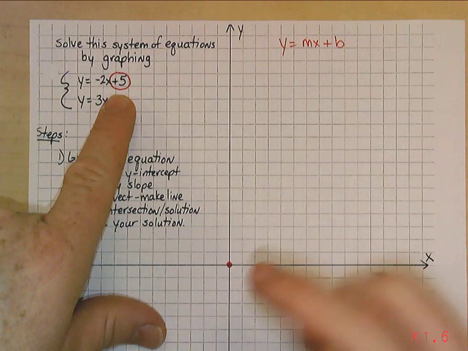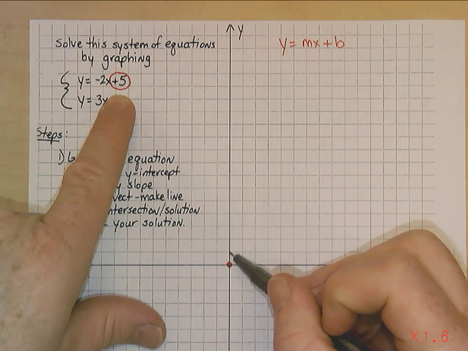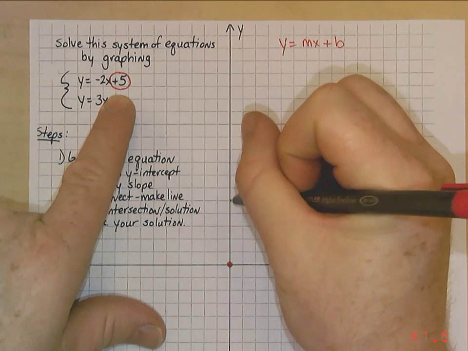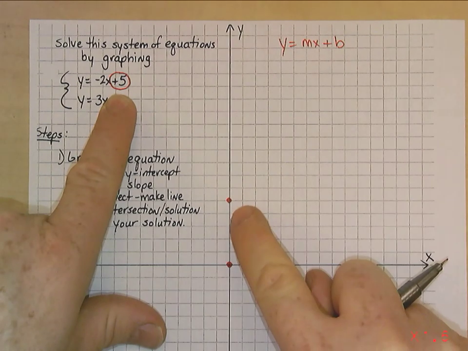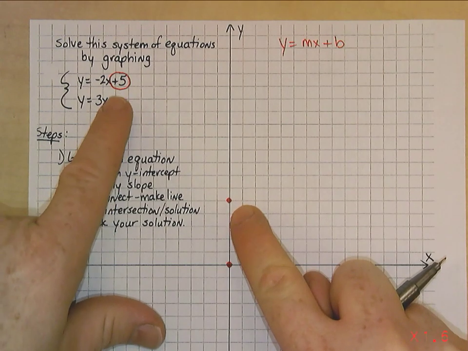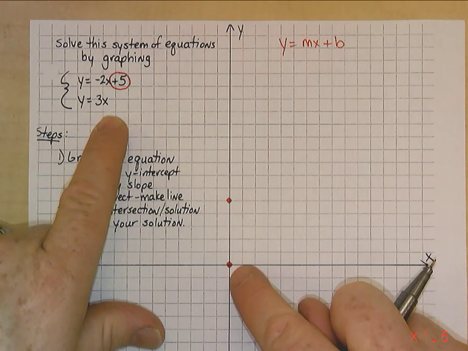And for positive 5, that's 5 units above the 0. 1, 2, 3, 4, 5. That one's going to start there. That's the starting point for that one. Okay, so we're going to start here, and then for that one, we're going to start here.